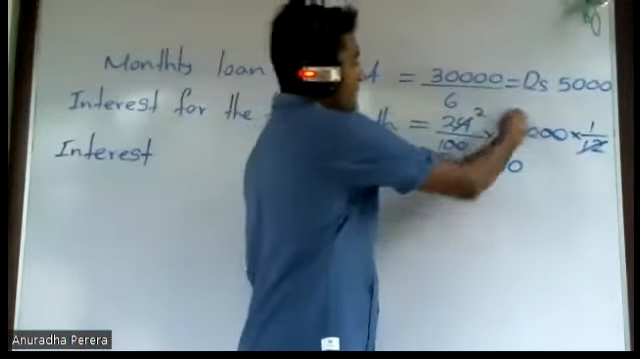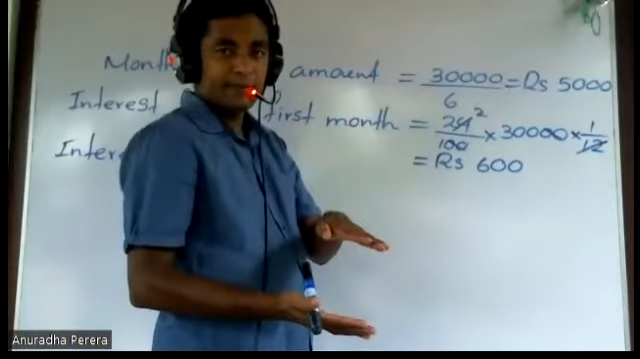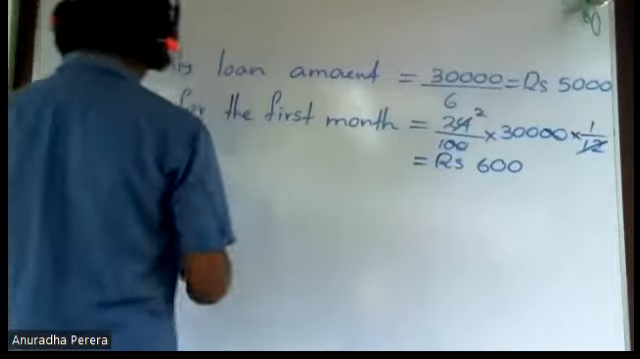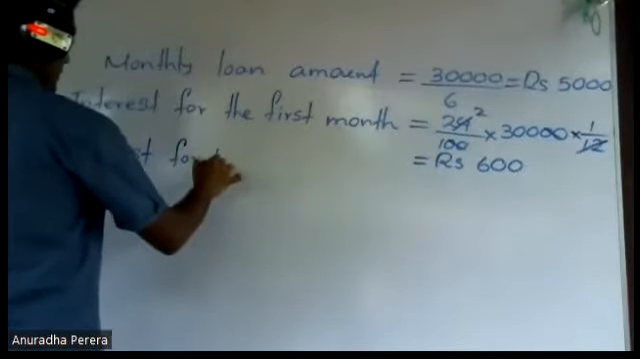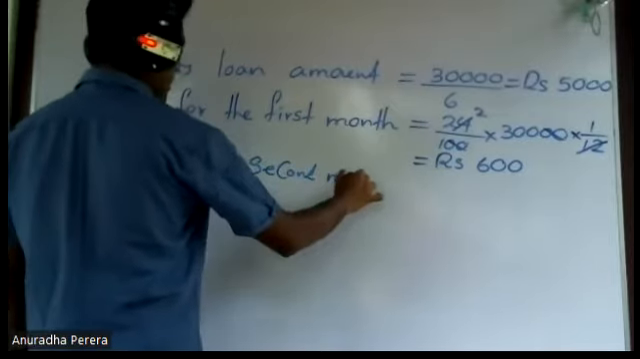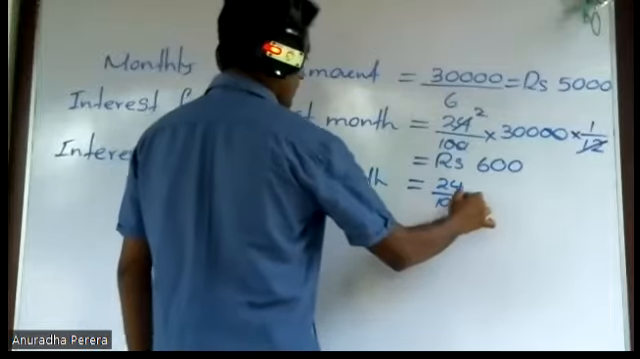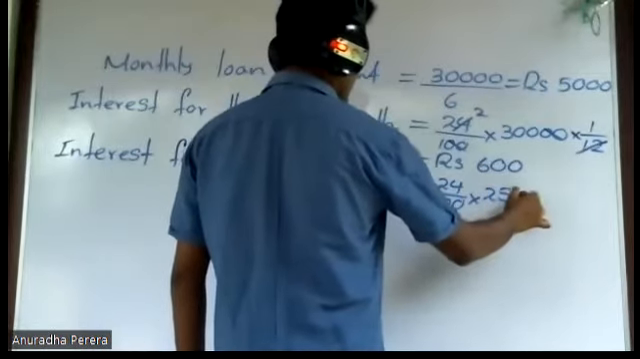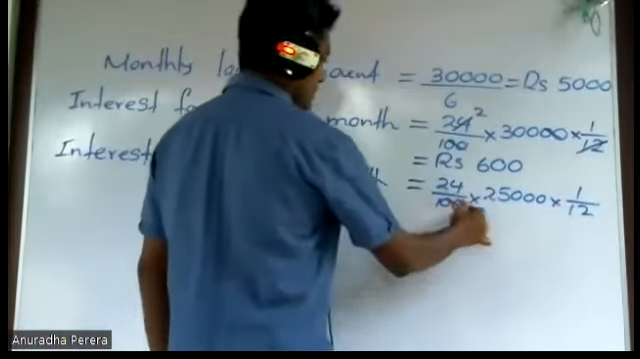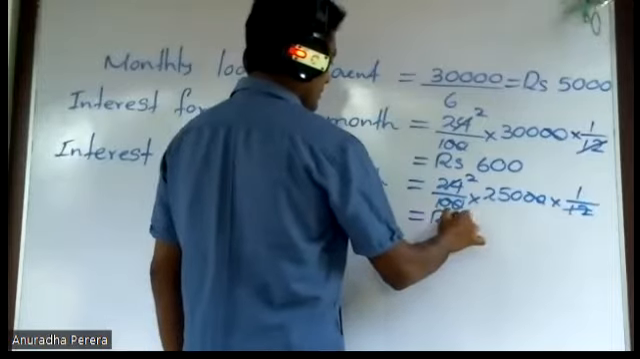Then the loan amount is 30,000. This loan amount reduces. The first month 30,000, then it becomes 25,000. Interest for the second month: 24 over 100 into 25,000, with 1/12. Now simplify. 2 into 250, 500 rupees.